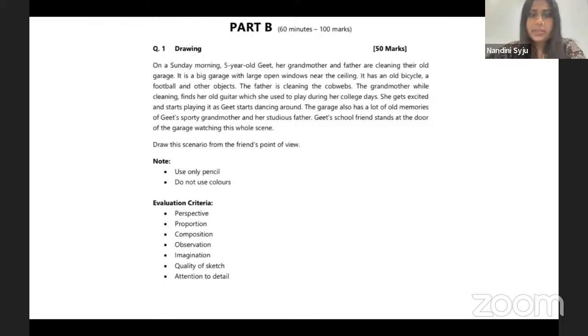So obviously there is a POV involved. The POV is Geet's school friend. So it's obviously going to be another 5-year-old little girl or a 5-year-old little boy, and they're watching Geet through the door. So this kid just entered, and this is what's going on. Draw the scenario from a friend's point of view.